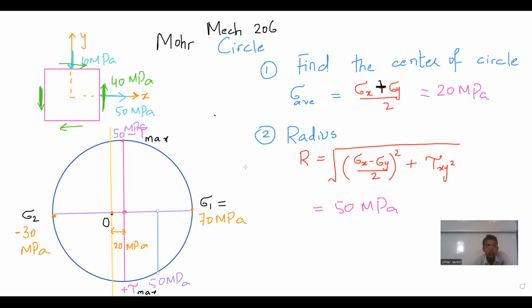My next question is, on this 50 megapascal, what is the value of shear stress? Hamza will also help us. Is it positive 40 or negative 40? Positive 40, right? So is the positive y-axis positive tau, or is the negative y-axis positive tau? Negative y-axis is positive tau.